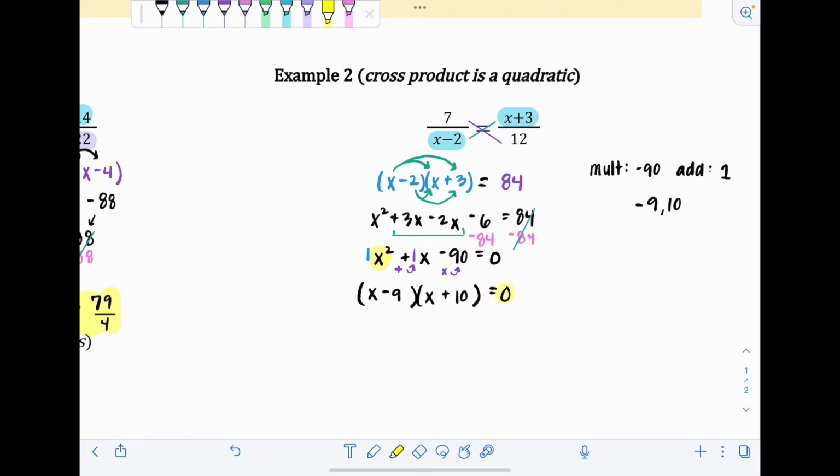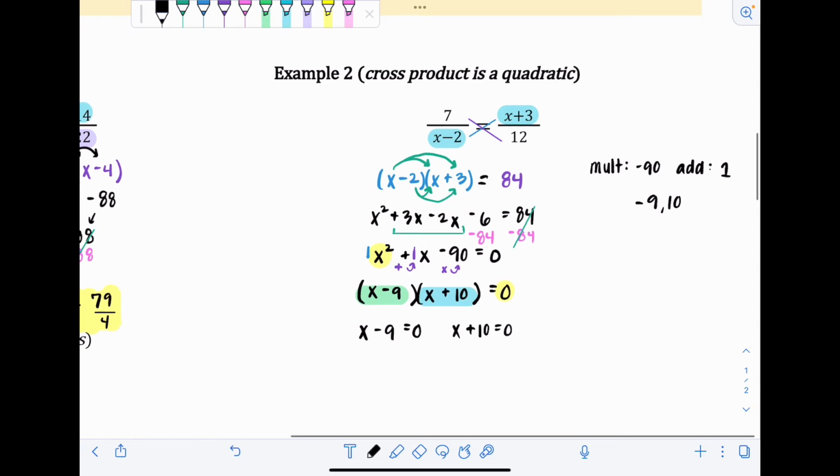And now we have a 0 on the other side of the equal sign, so we can set each factor equal to 0. So one factor is x minus 9, so do x minus 9 equals 0. And then the other factor is x plus 10, so x plus 10 equals 0.